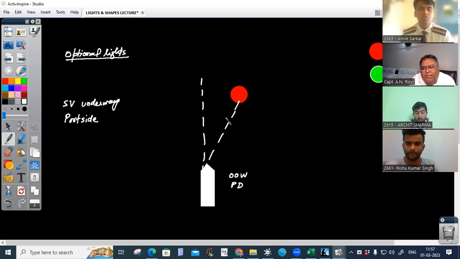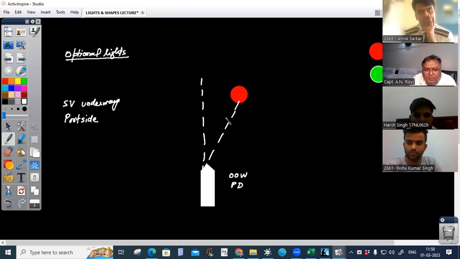Will you just simply take avoiding action, or before action to avoid collision, you need to assess the risk of collision? Yes, sir. We'll check whether we have risk of collision or not. So how are you going to check risk of collision? That should be your answer. If you see the vessel, the first thing is, you need to assess the risk of collision. So for that, what are you supposed to do? If the bearing does not change appreciably with time, bearing doesn't change and distance reduces, then risk of collision exists.